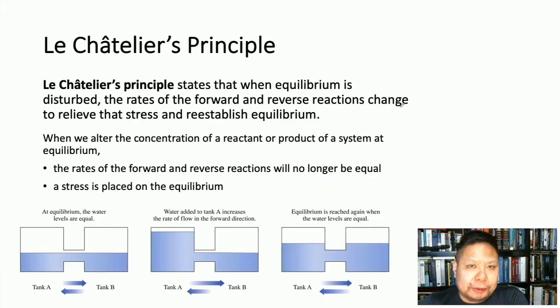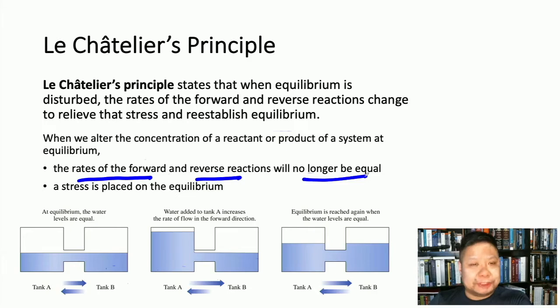So acid-base equilibrium leads us to talking about Le Chatelier's principle. Le Chatelier's principle states that when an equilibrium is disturbed, the rates of the forward reaction and the reverse reaction will change to relieve that stress and reestablish equilibrium, right? One of the ways that we can alter the equilibrium or disturb a reaction is by changing the concentrations of either the products or the reactants, right? When that happens, the rate of the forward reaction and the reverse reaction will no longer be equal.